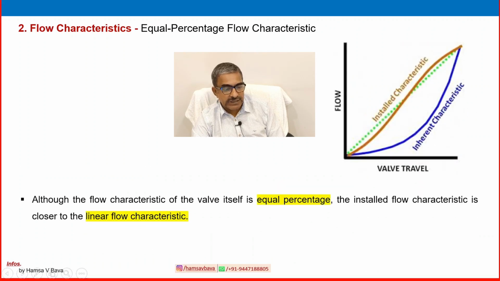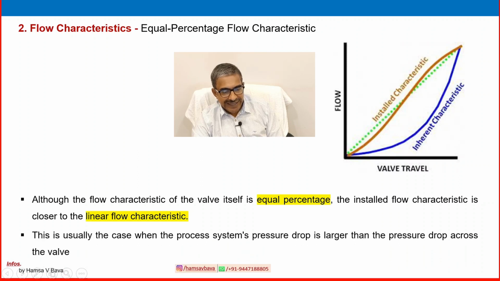But in the actual, practical case, although the flow characteristic of the valve itself is equal percentage, the installed flow characteristic is closer to linear flow. See, it is the inherent one and the installed one. Inherent is equal percentage, below the linear one, but the installed one, the practical case, depends upon the piping effect and other parameters. Sometimes it is crossing, or moving away from equal percentage and moving towards the linear one.